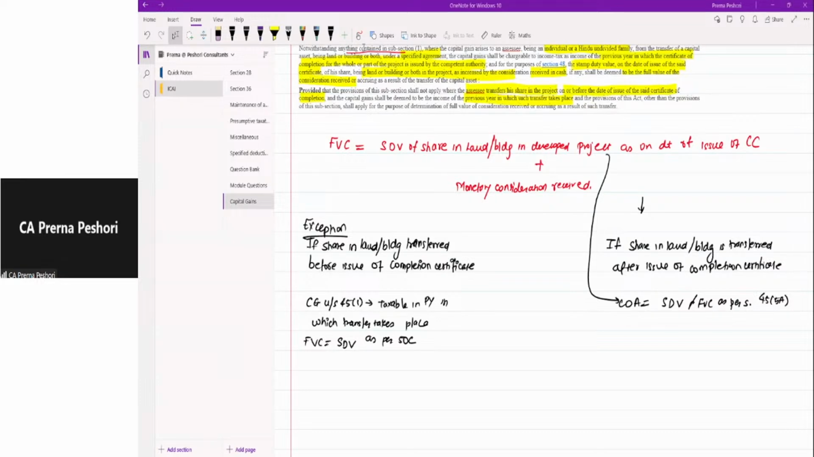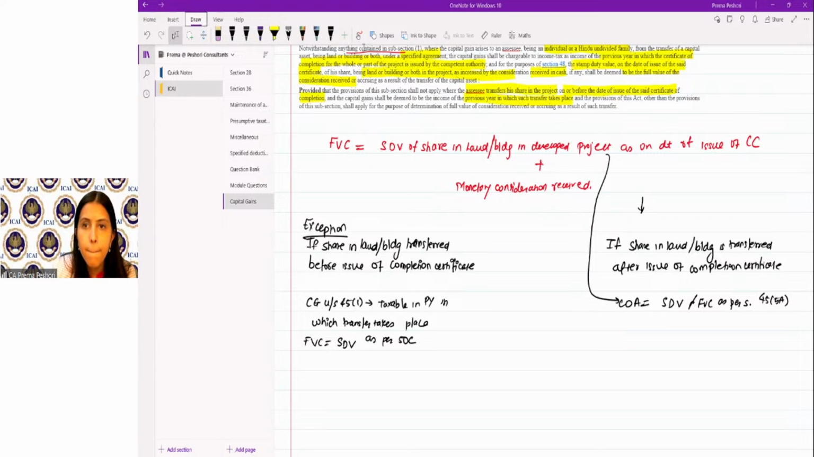Are we clear? Any doubt? If land is acquired by way of will, that will be the cost to the previous owner, Jacob.